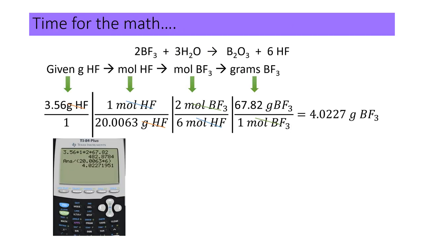You'll see here, it's time for the math. There's my given, my molar mass of hydrofluoric acid. That lets me get to moles of hydrofluoric acid. Then I use my 2:6 ratio, my mole to mole ratio, to convert from moles of hydrofluoric acid to moles of boron trifluoride. And then I use the molar mass of boron trifluoride to get to 4.0227 grams to use to get the desired product.